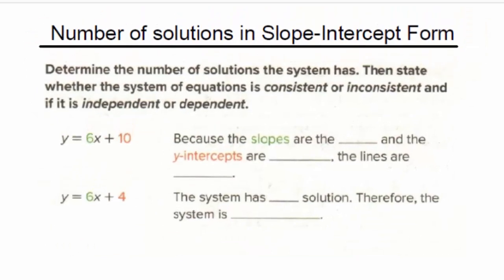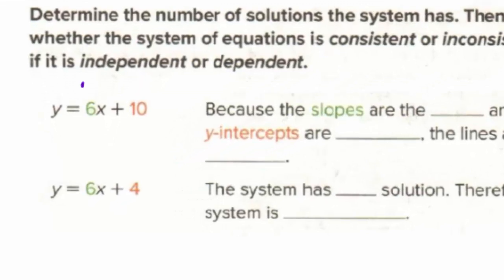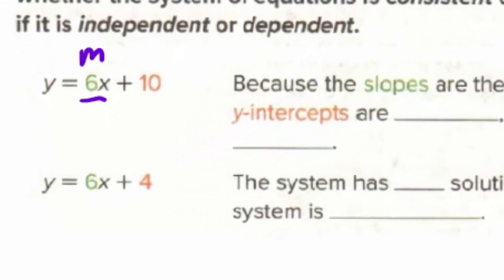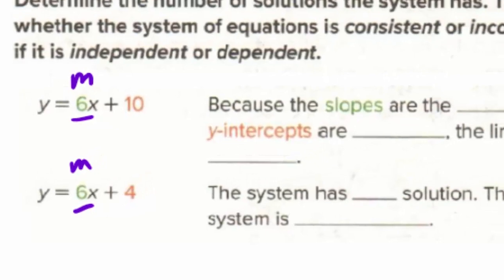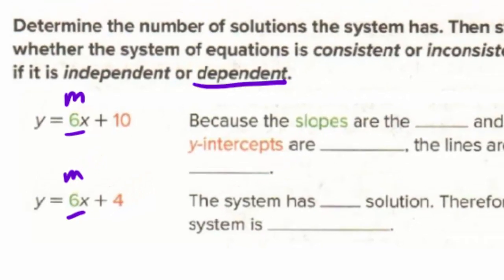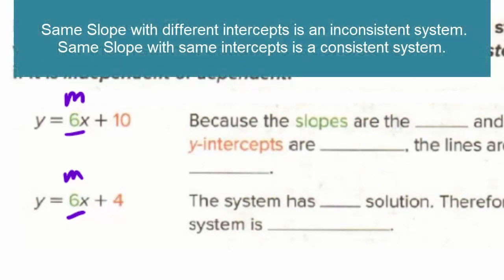Okay, we want to find out the number of solutions in slope-intercept form. So we're going to do the same thing, state whether or not it's consistent or inconsistent, and if it's independent or dependent. So in order to find out if the system is consistent or inconsistent, the first thing we want to look at is the slope. So up here we have a slope of 6 for this one. And the bottom one we have a slope of 6 as well. So that means this is either consistent and dependent, meaning it's infinitely many, or it's inconsistent.